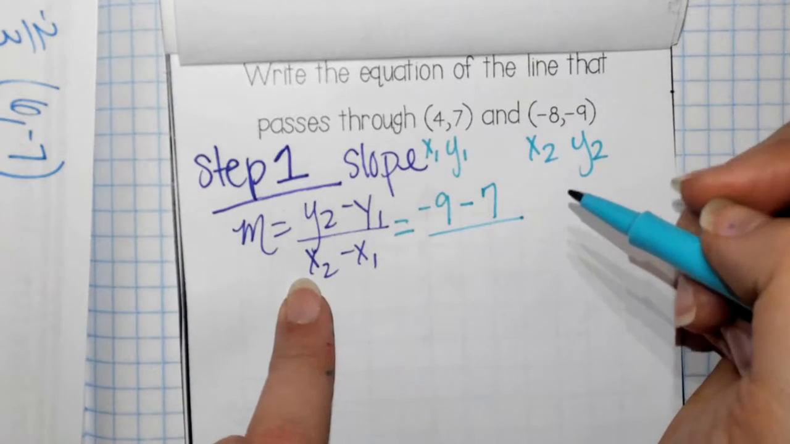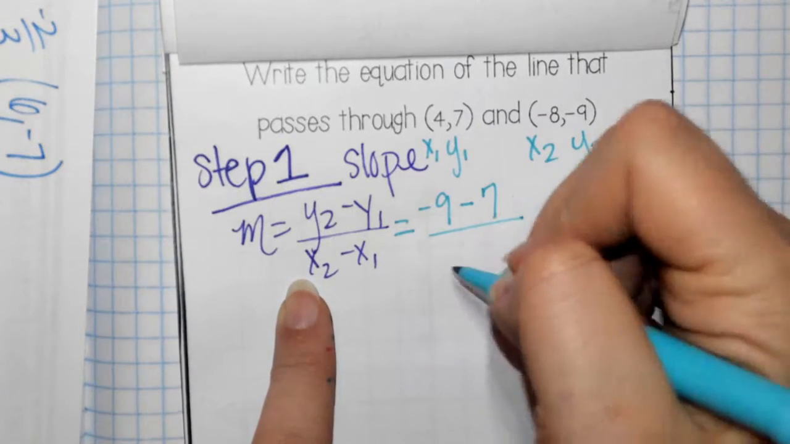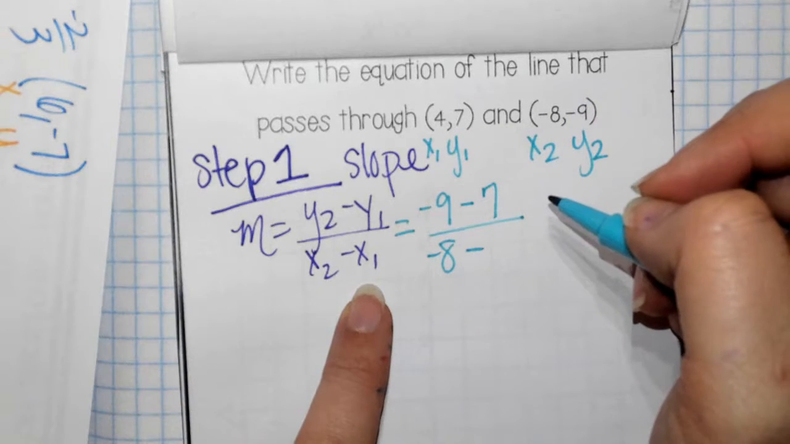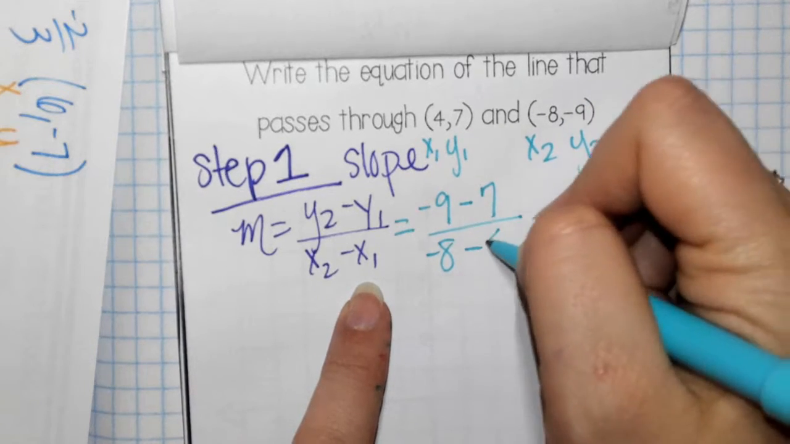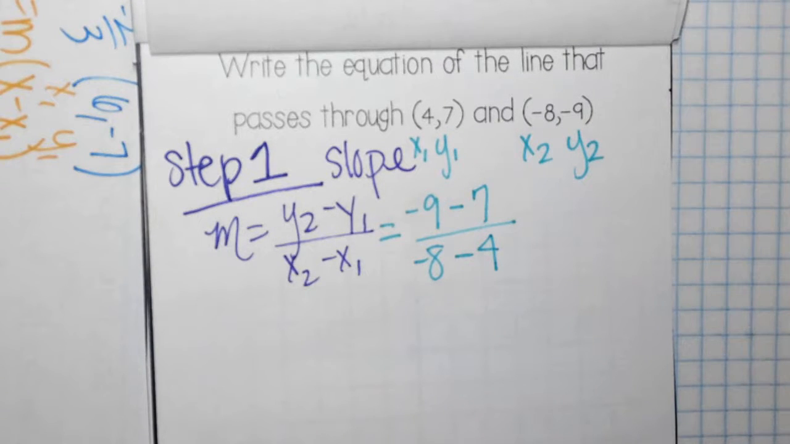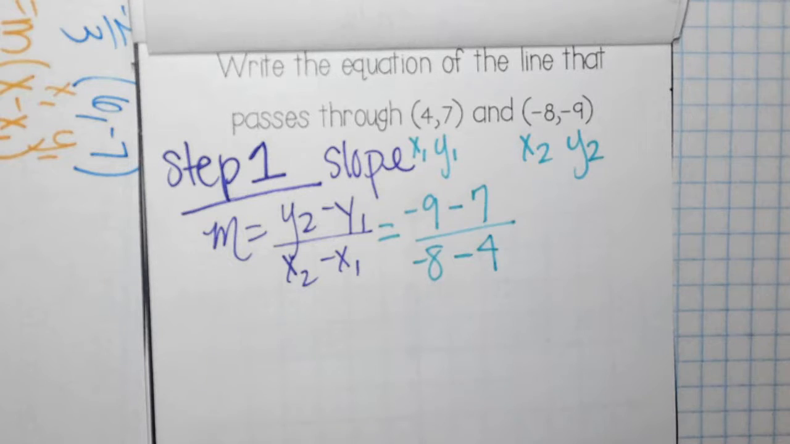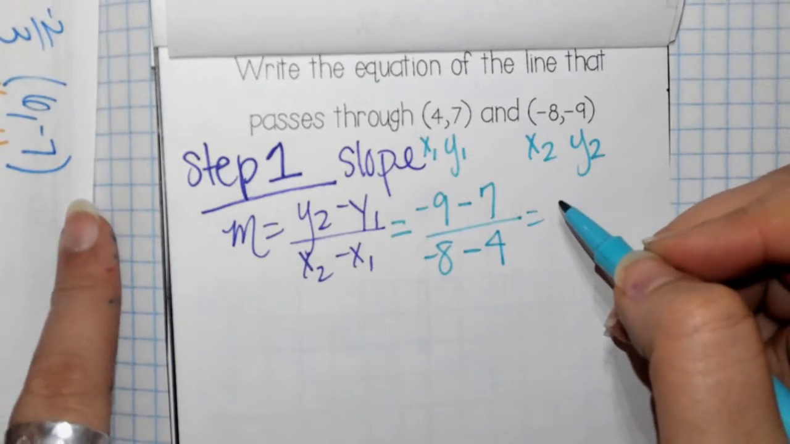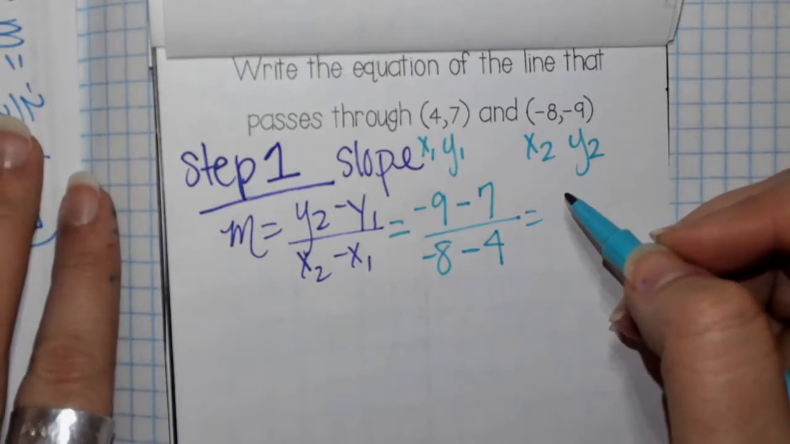Alright, so what's x2, Rebecca? And what is x1, Ethan? 4. Fantastic. Does everybody see where we got our numbers from? We good so far?